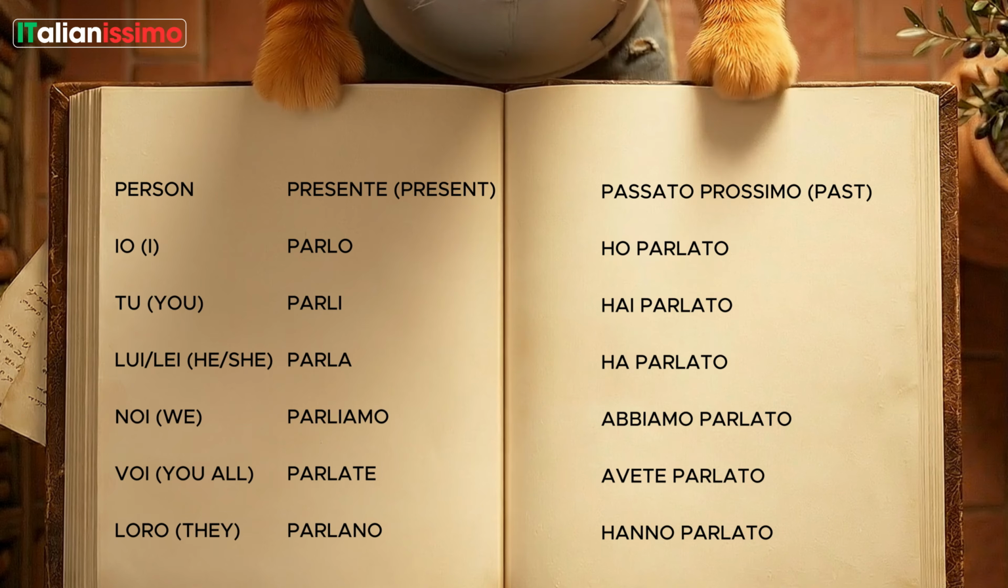All right, so here we've got the presente, the present tense, over on the left. You know, pretty standard stuff. But on the right, we have the passato prossimo, which is the past tense. The big thing to notice here, the thing you have to remember, is that parlare always partners up with the verb avere, to have. That's why you see ho parlato, hai parlato, and so on.